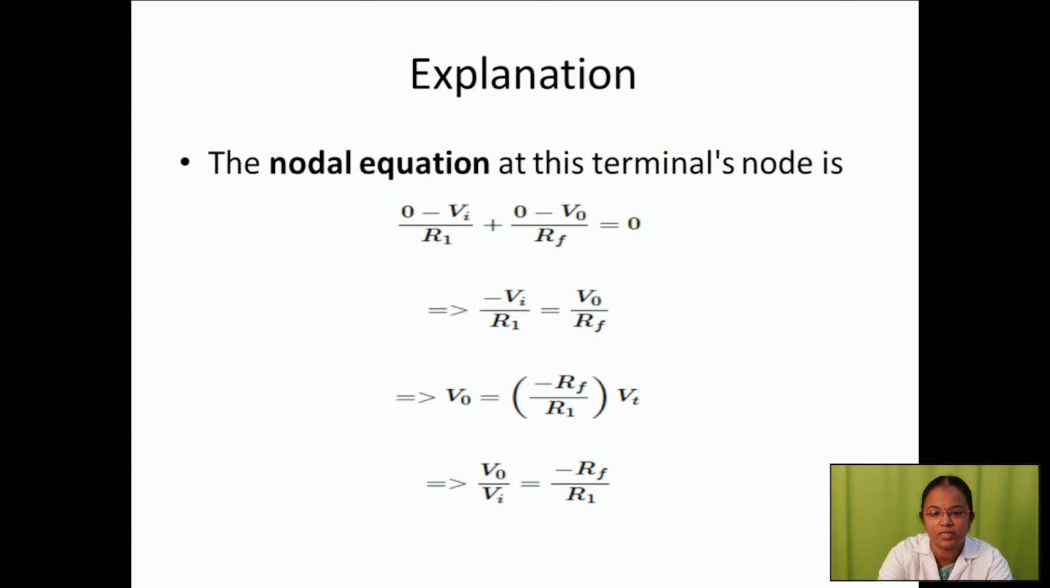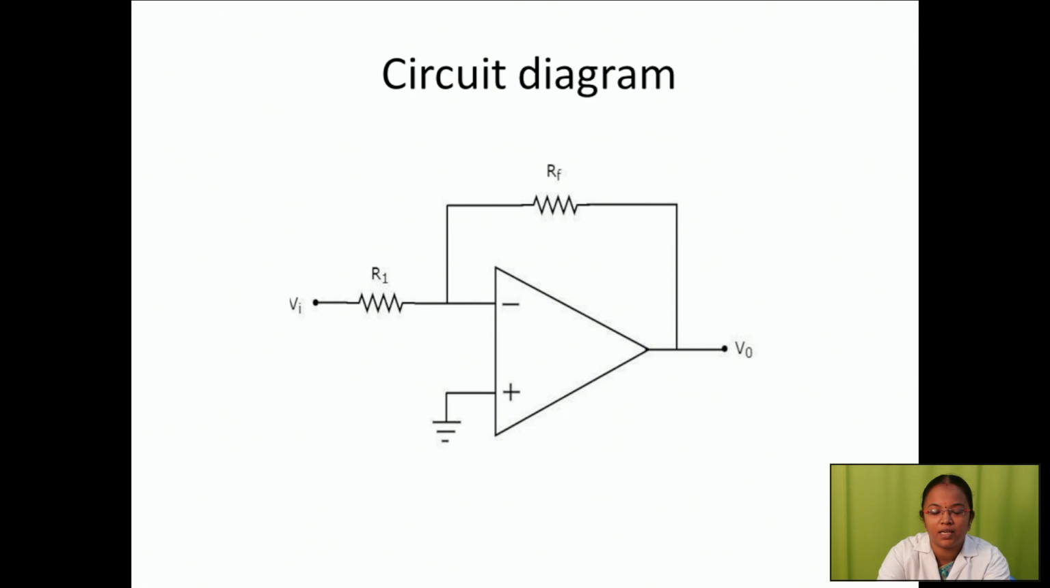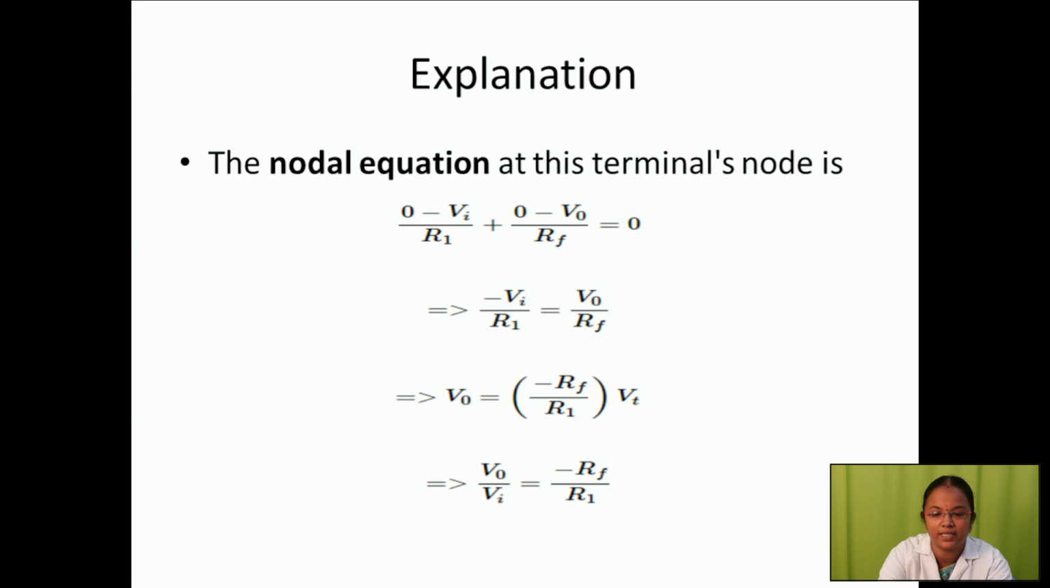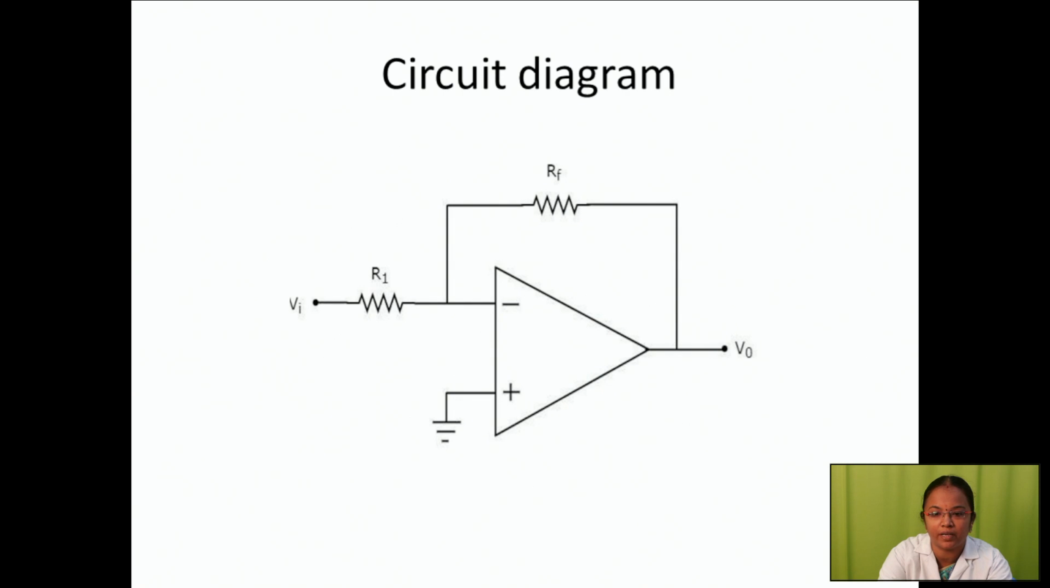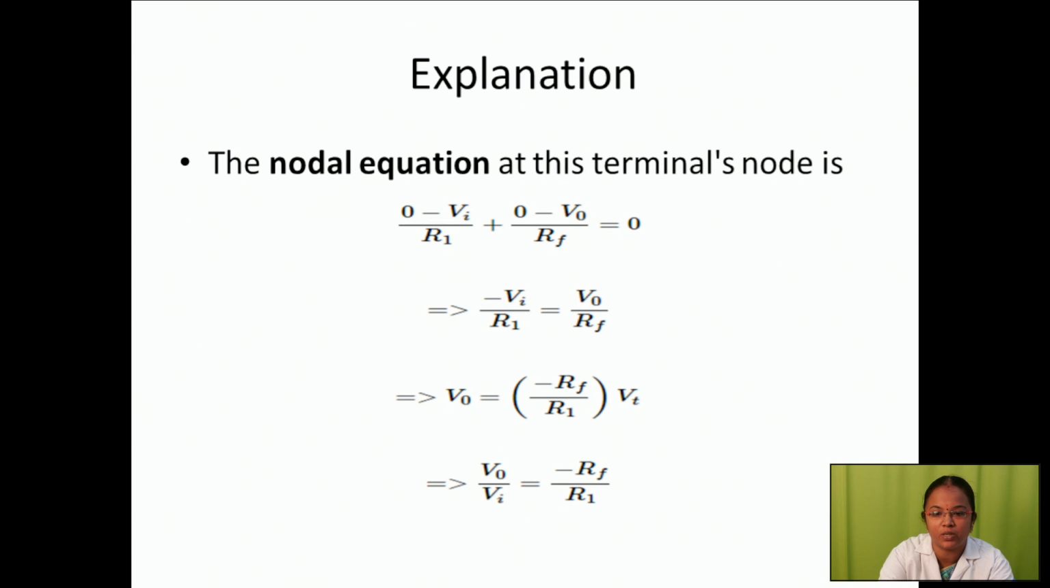So what we have to do is write the nodal equation at the inverting terminal. Here the input resistance is R1 and the feedback resistance is RF. The voltage at the inverting terminal is 0. So we can write (0 minus Vi) divided by R1, plus (0 minus V0) divided by RF on the feedback side, equal to 0. So here minus Vi by R1 is equal to V0 divided by RF.